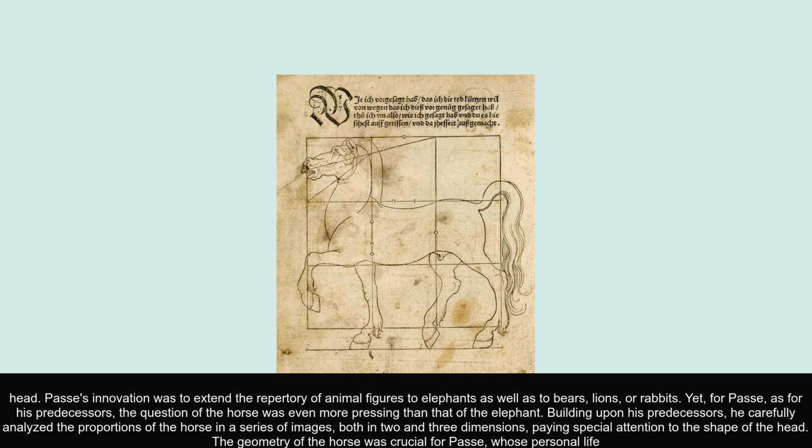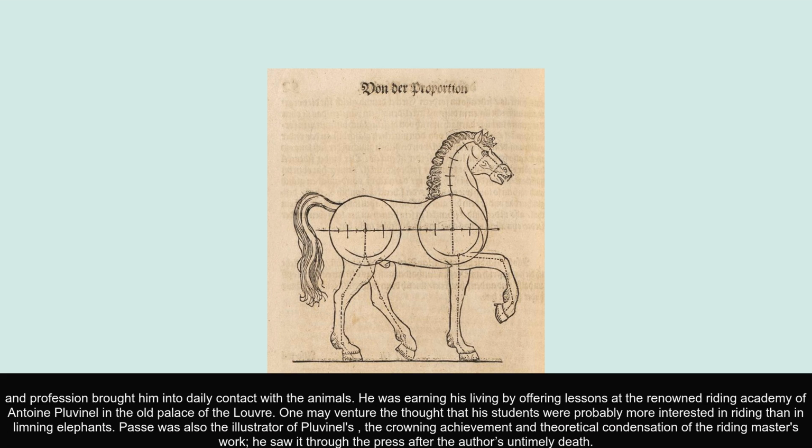The geometry of the horse was crucial for Passé, whose personal life and profession brought him into daily contact with the animals. He was earning his living by offering lessons at the renowned riding academy of Antoine Plouvinel in the Old Palace of the Louvre.